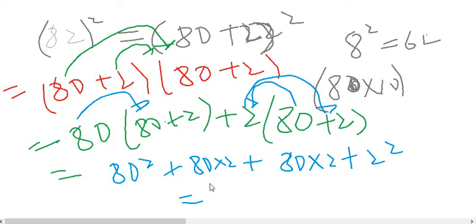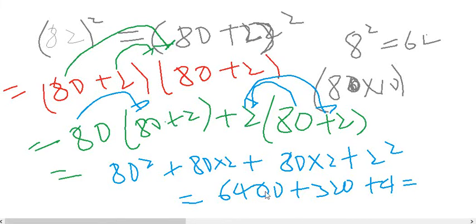which is 80 square is 8 square is 64. For 0 we would put 2 zeros. 80 into 2 is 160, 160 plus 160 is equal to 320. So 320, and 2 square is 4. So our answer will be 64, then 7, then 4. So this is 6724. So this is our answer. This is how we calculate square of any given number.